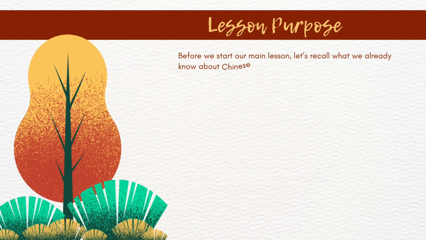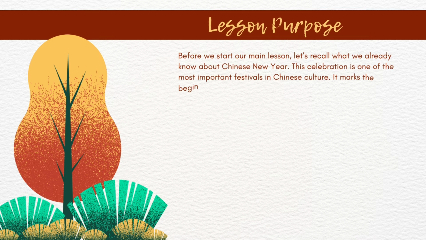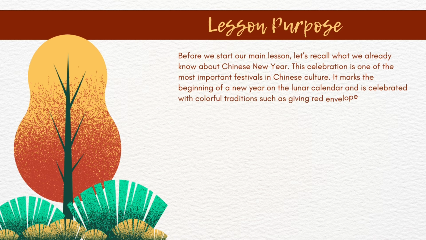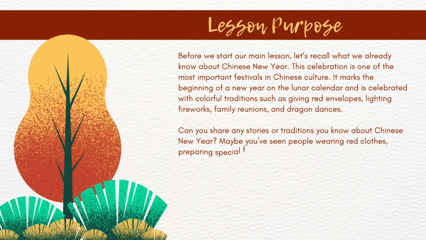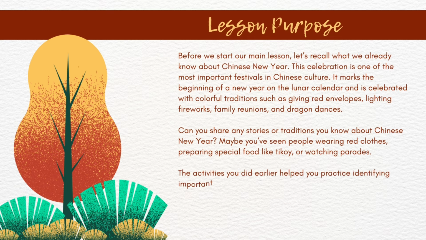So before we start our main lesson, let's recall what we already know about Chinese New Year. This celebration is one of the most important festivals in Chinese culture. It marks the beginning of a new year on the lunar calendar and is celebrated with colorful traditions such as giving red envelopes, lighting fireworks, family reunions, and dragon dances. Can you share any stories or traditions you know about Chinese New Year? Or maybe you've seen people wearing red clothes, preparing special food like tikoy, or watching parades.